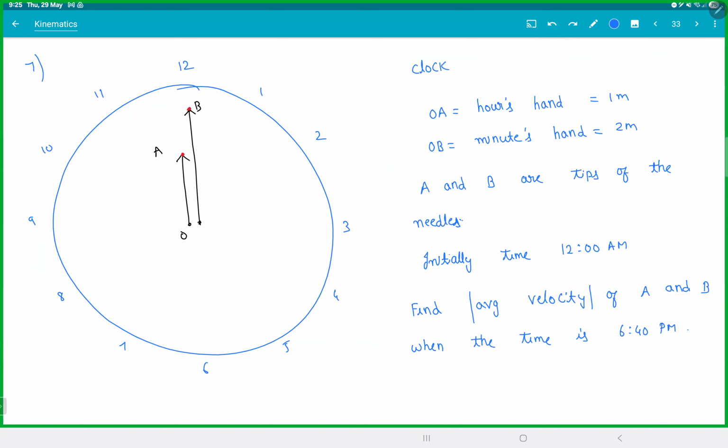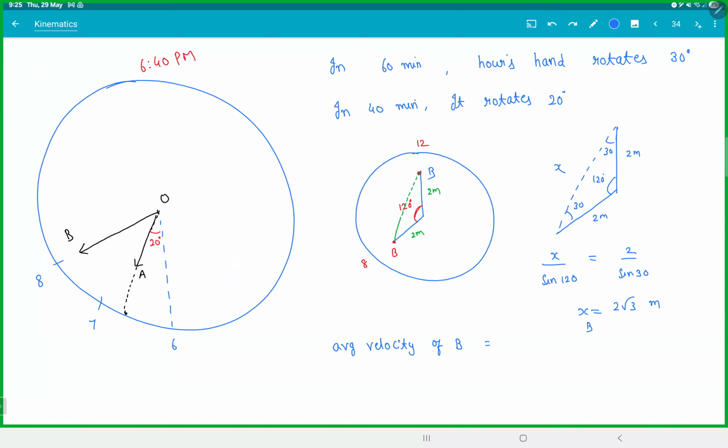So this thing must have gone completely 2 revolutions. Are you getting this? I could have asked you to find the distance traveled also. That also would have been fun. That needle would have made 18 revolutions. So average velocity of B, this is 2 root 3 meters by time, which will be 18 hours and 40 minutes. Yeah, you can convert that into seconds. So 18 hours is 18 into 3,600 seconds plus 40 into 60. You can leave that. That is your time in seconds.